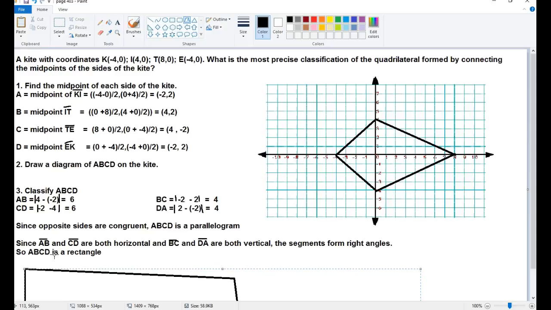And we have one more question basically doing the same thing, but just instead of starting with a kite, we're starting with a different shape.